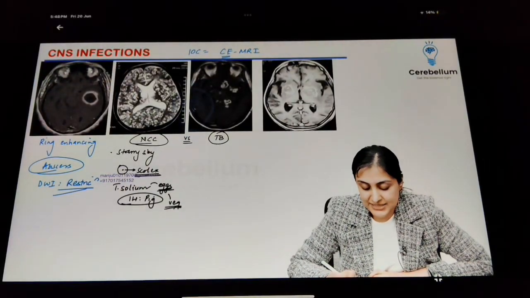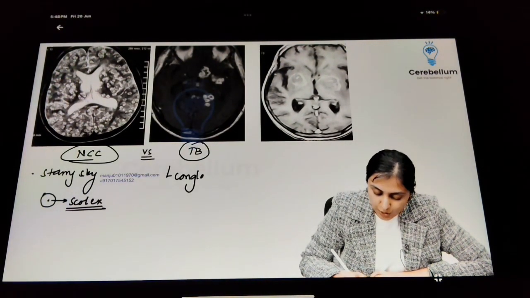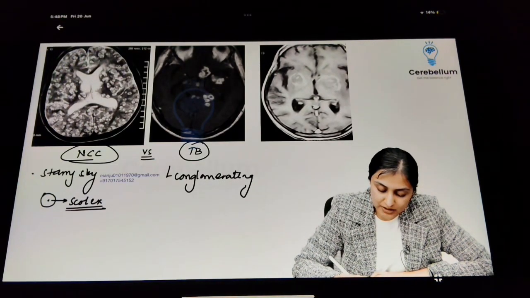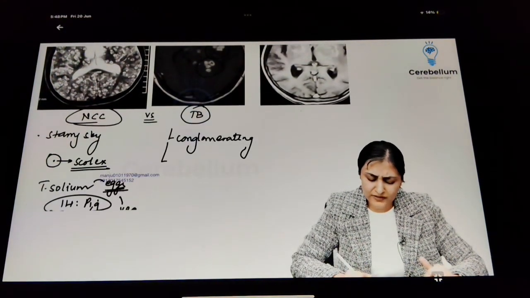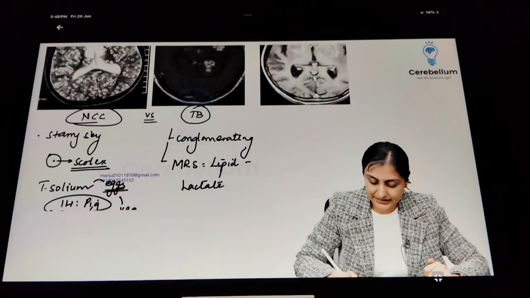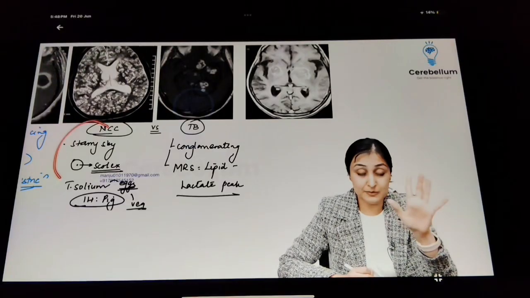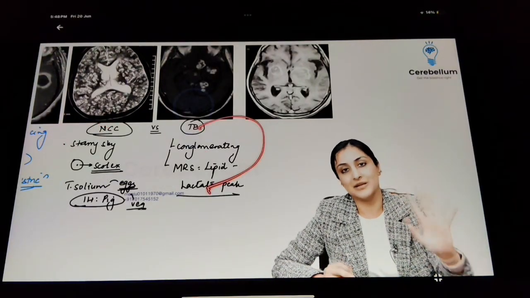On the other hand, in tuberculomas, you can see these multiple ring enhancing lesions again. A property that you see here is that these lesions are conglomerating, meaning they are merging into one another. That's the first point. The second point, which is an old repeat AIIMS question, is if you do MR spectroscopy, you're going to see a lipid lactate peak. This just indicates the presence of necrosis basically. So these are your 2 or 3 differentiators. Scolex means NCC, conglomerating or lipid lactate peak means tuberculosis, right?